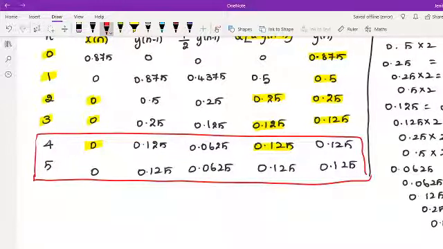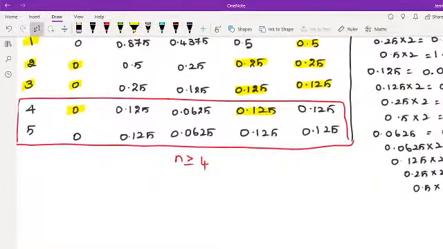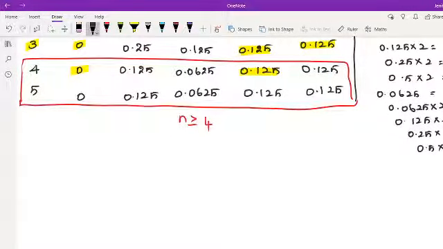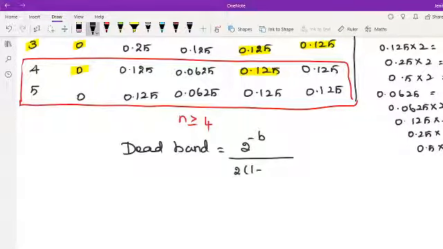We cannot say it starts from the third value, because all the values are matching only from 4. So we can say the limit cycle started from n greater than or equal to 4. Now I need to explain one more thing, deadband. In the limit cycle oscillation, the amplitude of the outputs is confined to a range of values which is called the deadband. That is 0.125 for this particular problem. We have a formula to find the deadband. That deadband is equal to 2 power minus b by 2 into 1 minus modulus a.